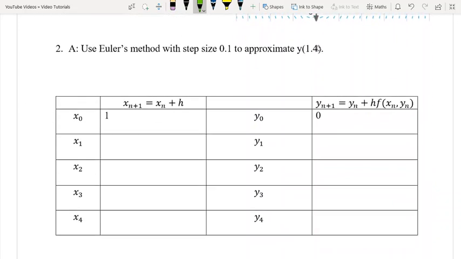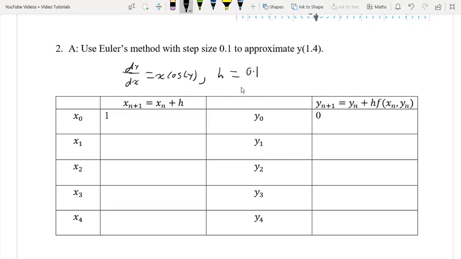So now 2a says to use Euler's method with step size 0.1 to approximate y of 1.4. So we know that dy by dx equals x cos y. And we know that h, our step size, is equal to 0.1. So now what you have to do is go through the table here and use the usual steps for Euler's method to determine the estimated value with the step size 0.1.